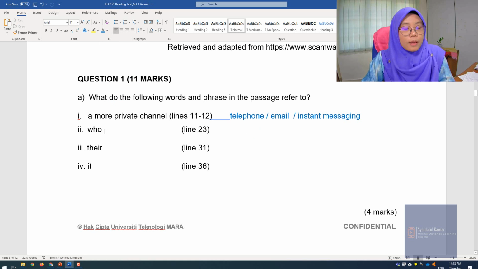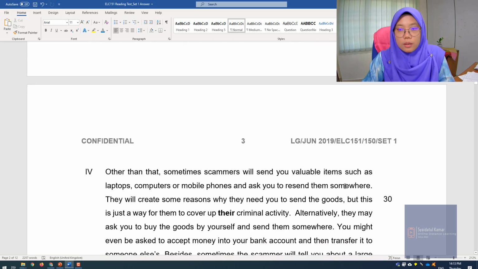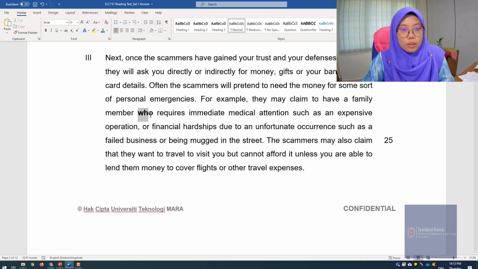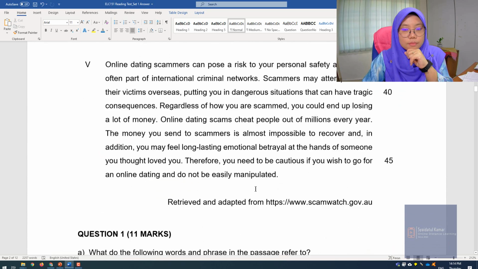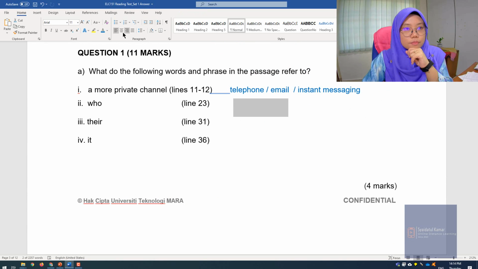That is correct. Next, who? Line 23, the word who. For example, they may claim to have a family member who requires immediate medical attention, such as an expensive operation or financial hardships. Who refers to what? In this case, it refers to a family member. Next, line 31, the question, they are.